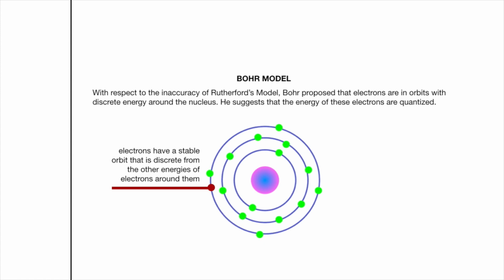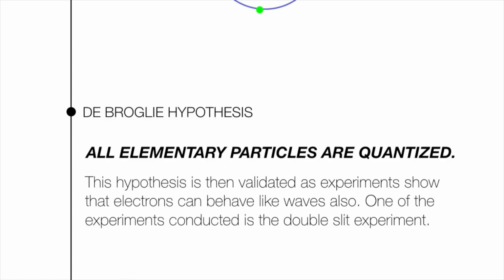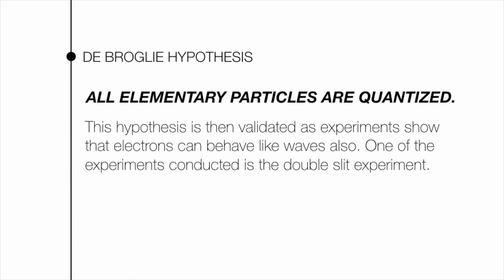From what we have learned prior, it is undisputed that light quanta exhibit wave-particle duality. But do all elementary particles behave the same? De Broglie's hypothesis suggests that all elementary particles are quantized. This hypothesis is even validated as experiments show that electrons can behave like waves also.